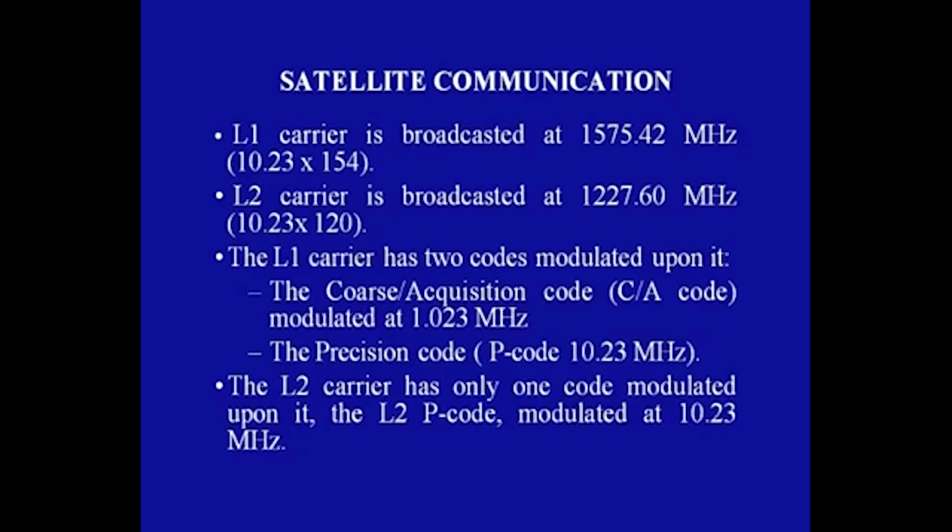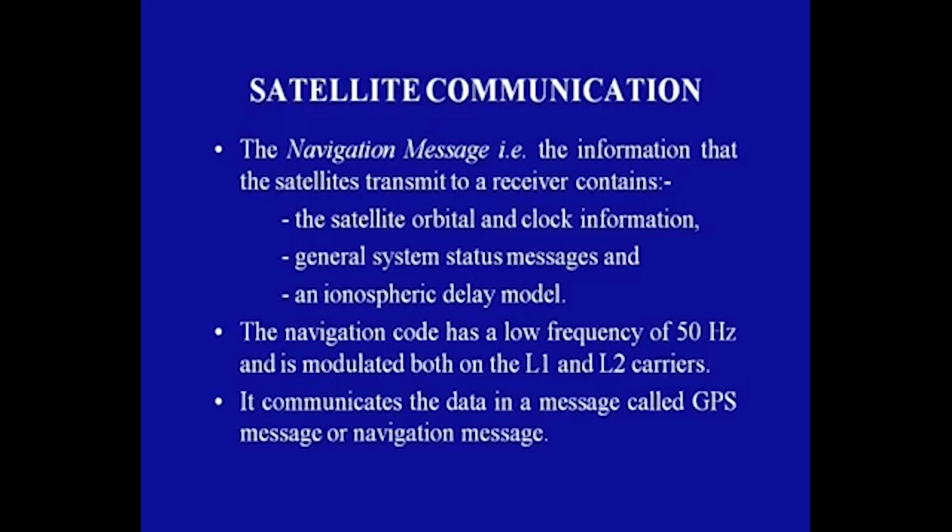Along with this, the satellite also broadcasts a navigation message. That is, the information that the satellite transmits to a receiver, what it will consist of. First, the satellite's orbital and clock information. The second is the general system status messages, and the third is the ionospheric delay model.